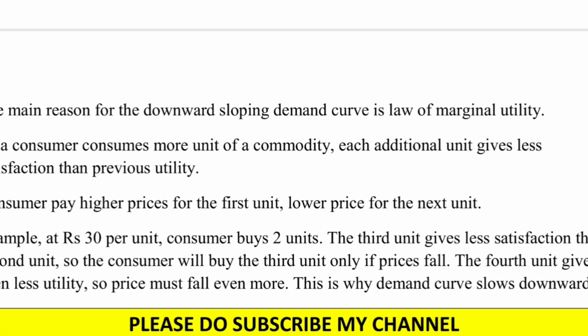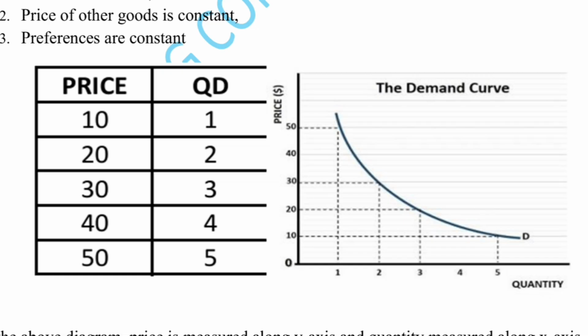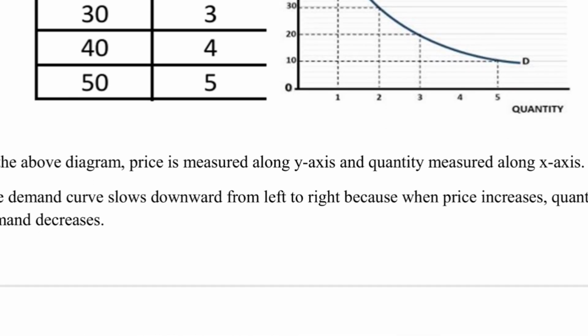Now the consumer pays a higher price for the first unit and a lower price for the next unit. We have seen that for the first commodity he is going to be paying 50, for the second commodity 30, for the third commodity 20, and for the fifth commodity 10.